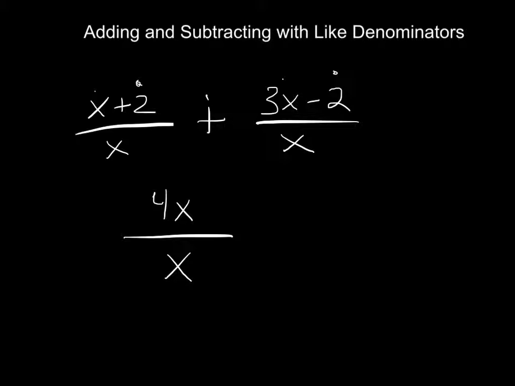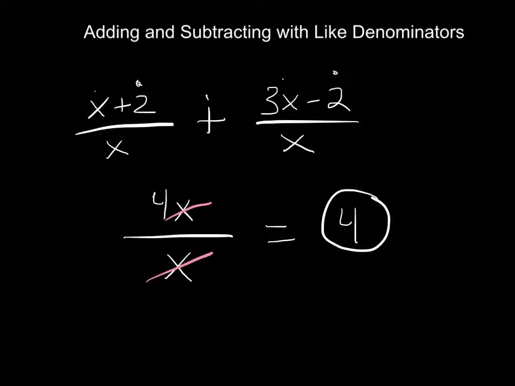Alright, so I've added the two numerators together, I've written my new fraction, and now I just do one more last step, and that's to see if there's any simplifying, any reducing I can do. And look, this x can cancel out that x, so you're left with 4 over 1, or just plain old 4. There's your answer to number 1.